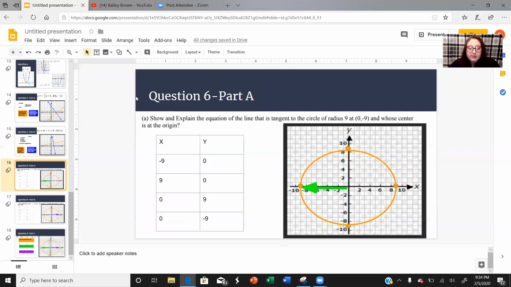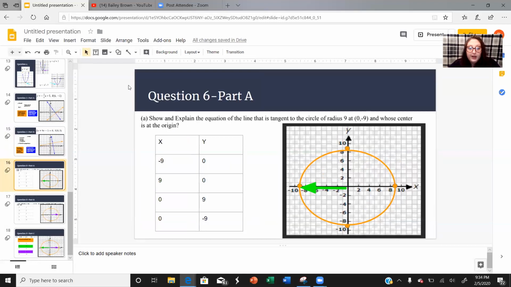On question 6, part A, it says show and explain the equation of the line that is a tangent to the circle of radius 9 at point (0, -9), and whose center is at the origin. So we're going to create a table over here, and we've got our x point and our y point. If we start with our x point being negative 9, 0, we would go to the left 9, and we're not going to go up at all. So we're just going to stay right here.